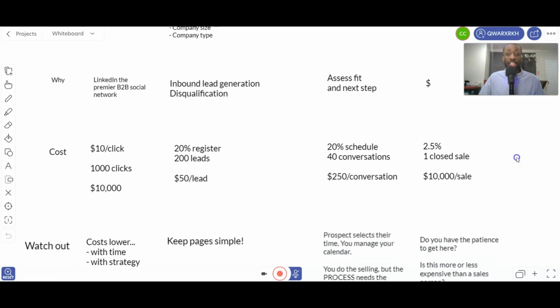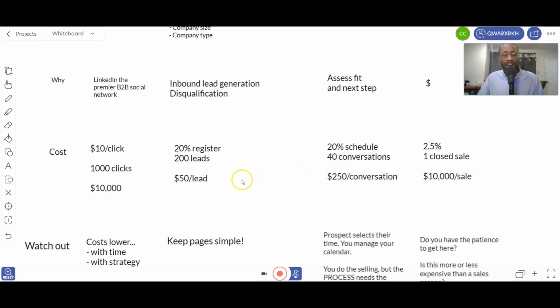All right, now let's go down and look at some watchouts here. So, can you get the cost down? That's always a question we're going to ask, right? Can you make it cheaper? Yes, you can. You can get the cost down, but the cost lowers with time and with strategy. So it takes some time to get this set up. Just because you set it up does not mean that everything's going to flow the way you want it to the very first time. It takes some iterations to get this thing tweaked and appropriately optimized.